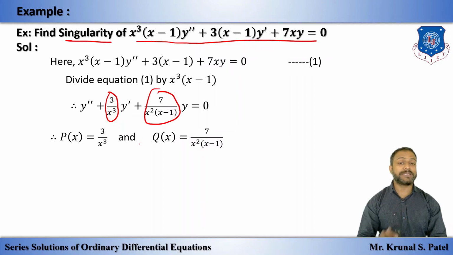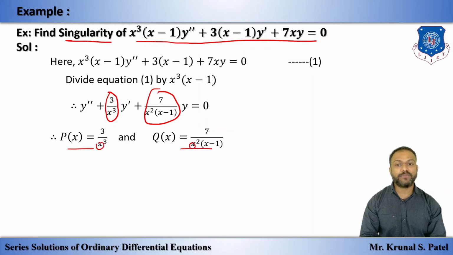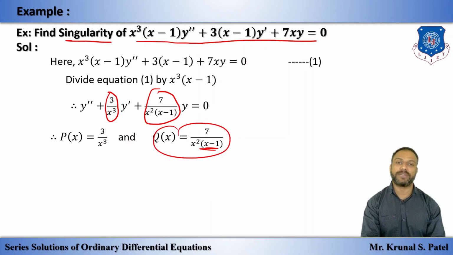Now first decide at which point this function becomes infinite. That point becomes a singular point, simply because infinite means it is not analytic. If either of these two is not analytic, that point becomes a singular point. So by observation we can see that if we put x equal to 0, p of x and q of x both will be infinite, that means not analytic. And in a similar way, at x equal to 1 also this q of x is not analytic.